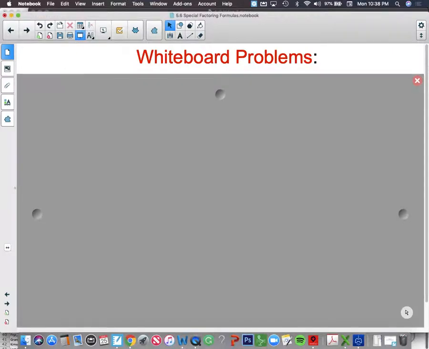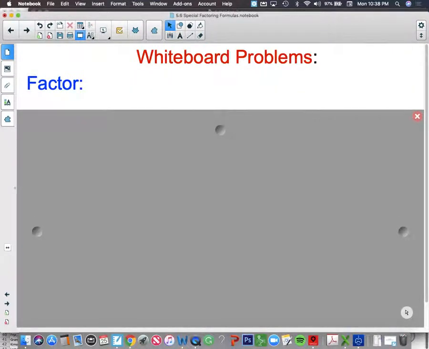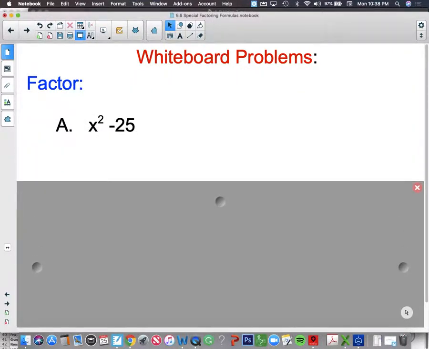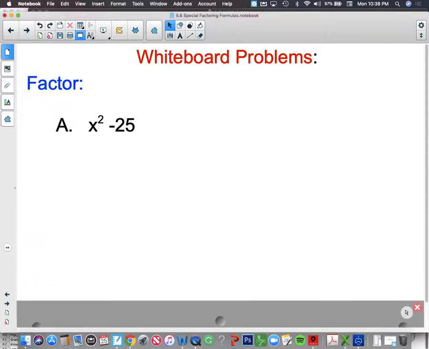Okay, so starting out, we're going to factor, because that's what we've been doing the last couple days. Factor that one right there, x squared minus 25. It should be fairly quick. So for each problem, you can pause the video while students are working through it. Give them about 60 seconds-ish, and then press play again to go through the solution.